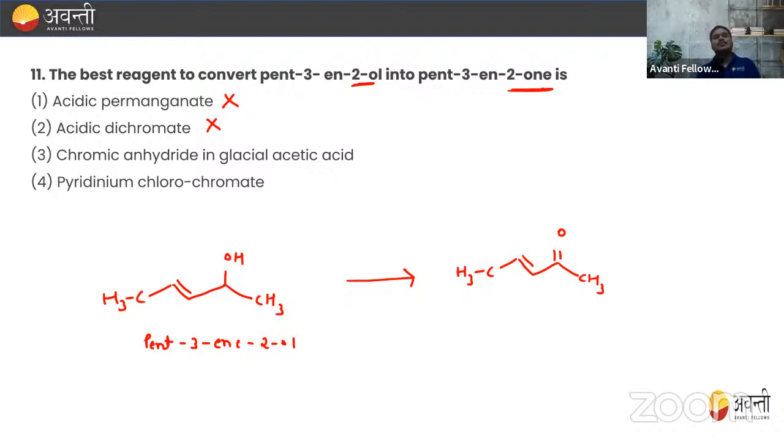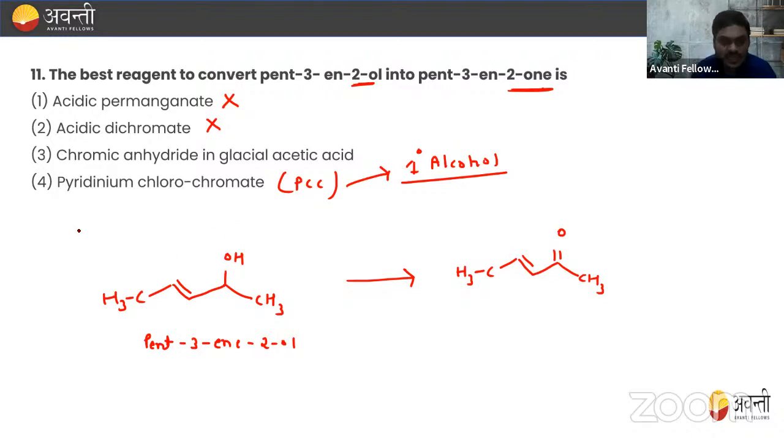The fourth option is pyridinium chlorochromate, that is PCC. One important note here: always remember, PCC is a better reagent for the oxidation of primary alcohol, whereas chromic anhydride in glacial acetic acid may be used for secondary alcohol. If we have a primary alcohol, then definitely we use PCC. Now in this question we have a secondary alcohol.